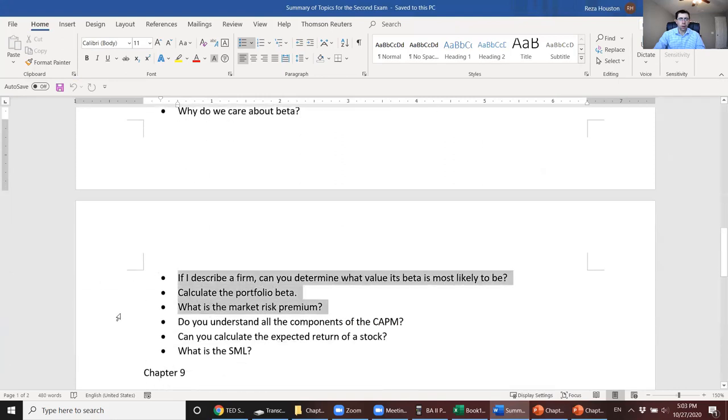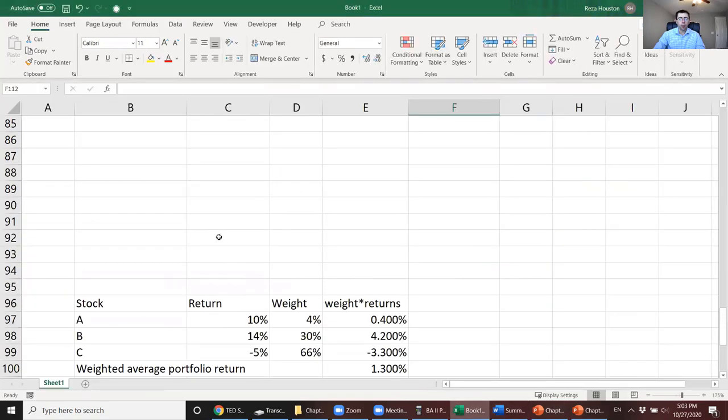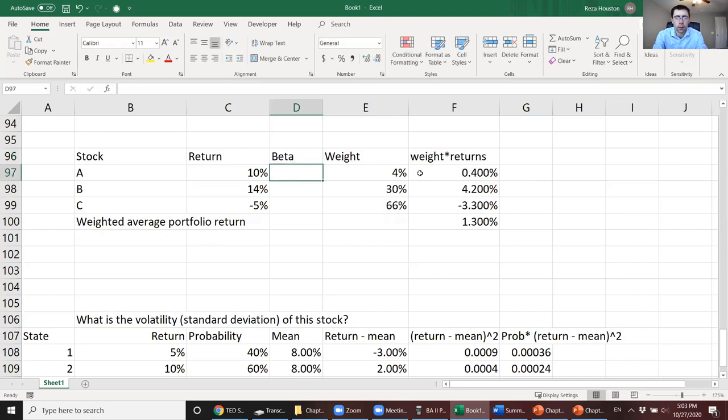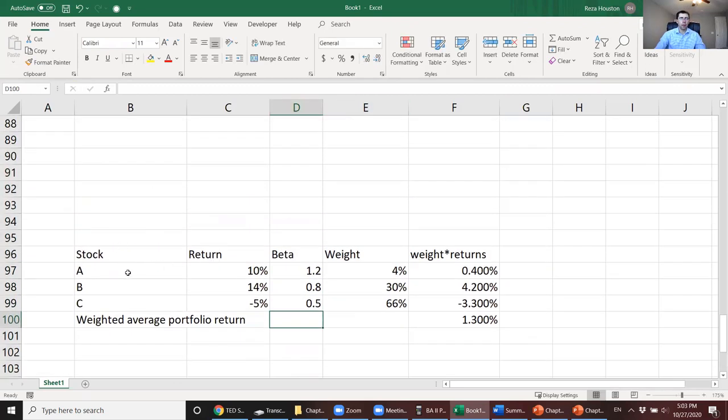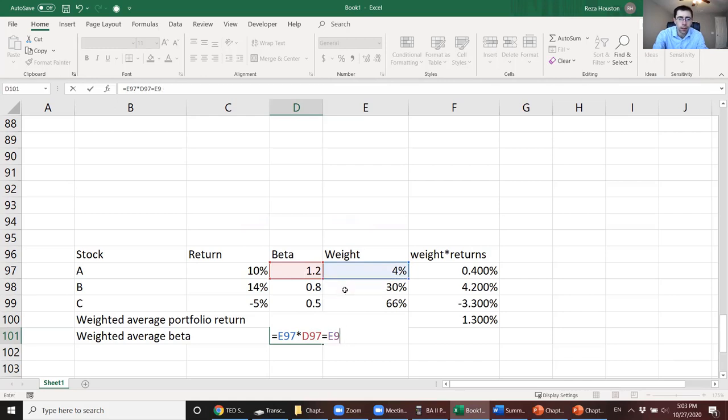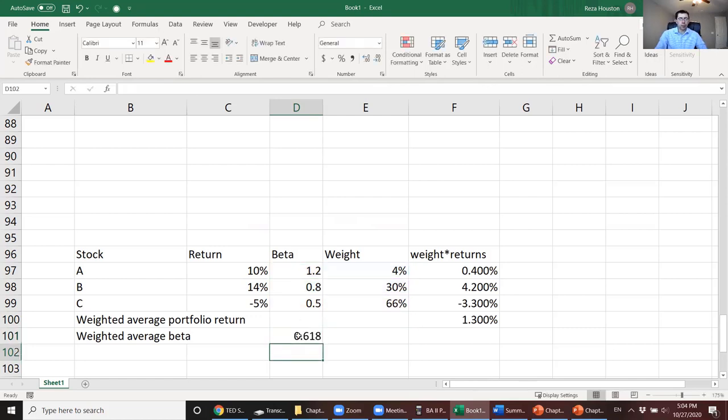Okay, so I guess I kind of went through all of that. Can you calculate a portfolio beta? Well, quite frankly, the way we calculate a portfolio beta is very similar to the way that we calculate a stock return or a portfolio return. So if we have this example from earlier where we have three stocks with these returns and these weights and these betas, we can calculate the weighted average beta. And that's literally just the weight of each asset in the portfolio times the beta of that asset, plus the next one times its beta, plus the weight of the third stock times its beta. And so here our weighted average beta is actually 0.618.